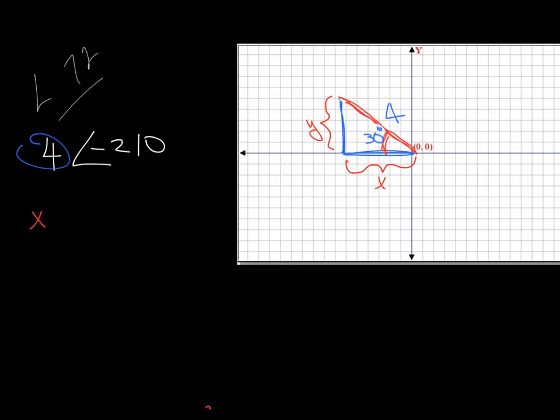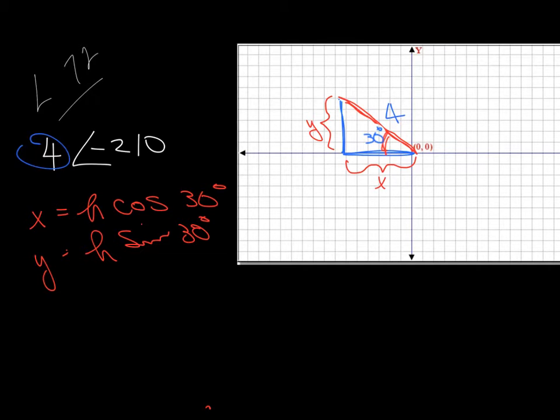So remember, to find x, you take the hypotenuse times the cosine of the angle, in this case 30, and to find the y, you take the hypotenuse times the sine of 30. Okay, so x equals 4 cosine of 30, and if we take our handy dandy calculator and take the cosine of 30, we get 0.8660, which times 4 is 3.46. So that's my x.